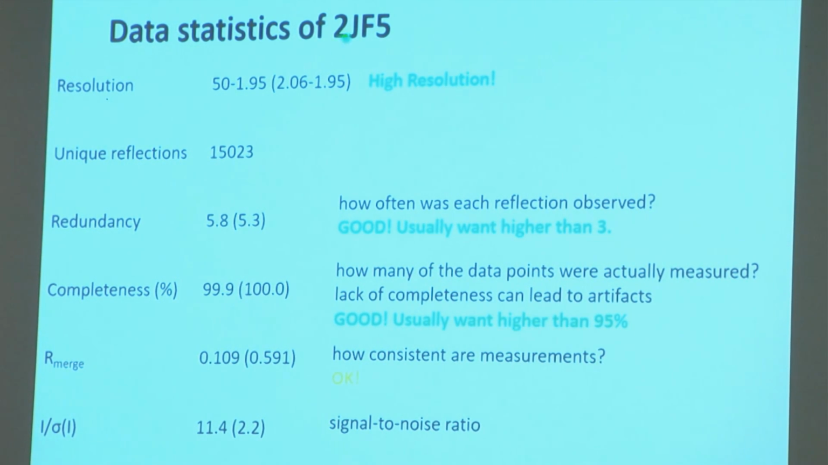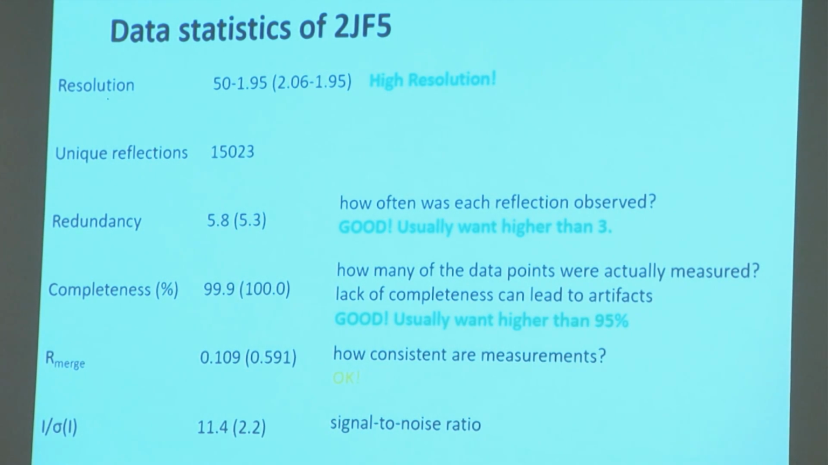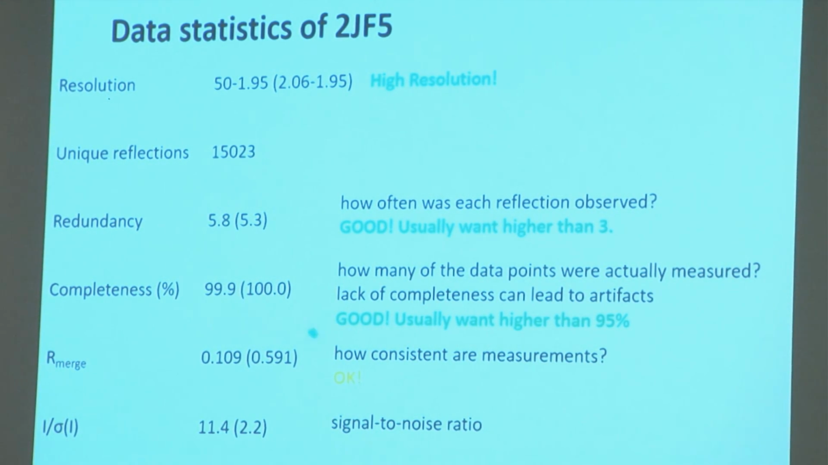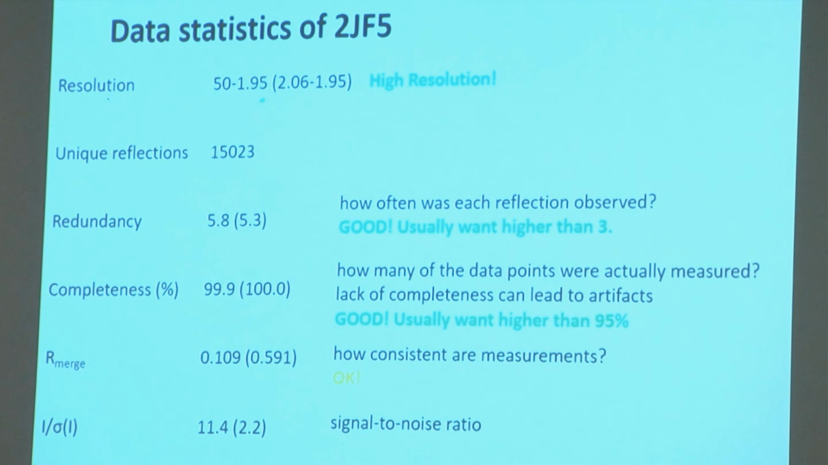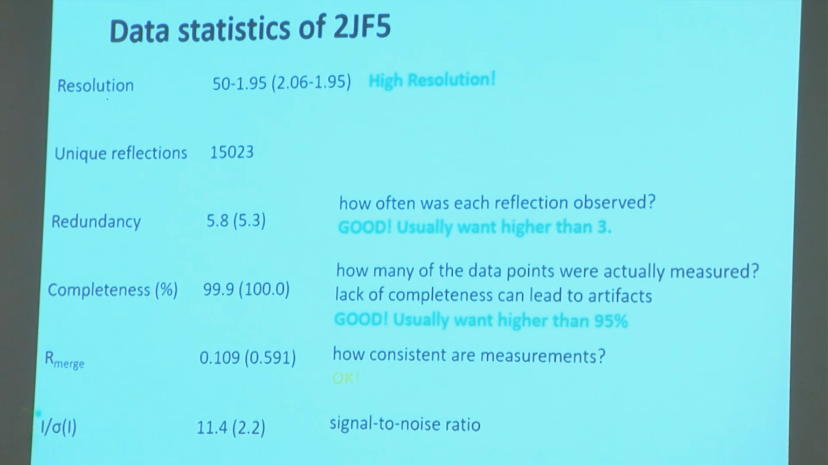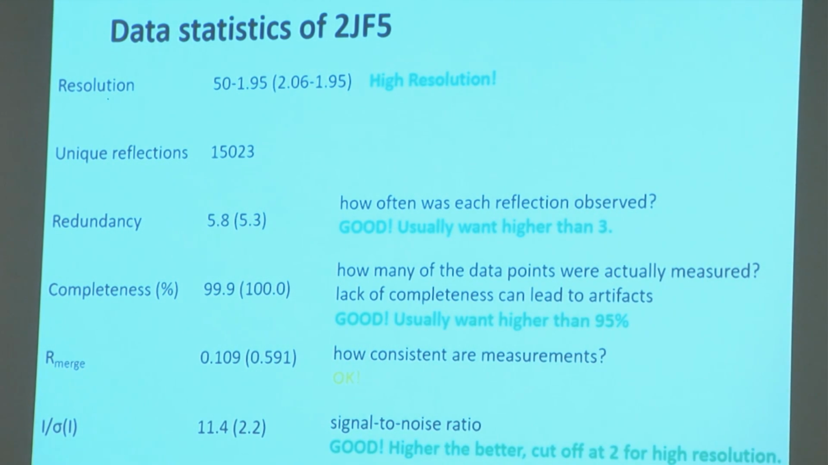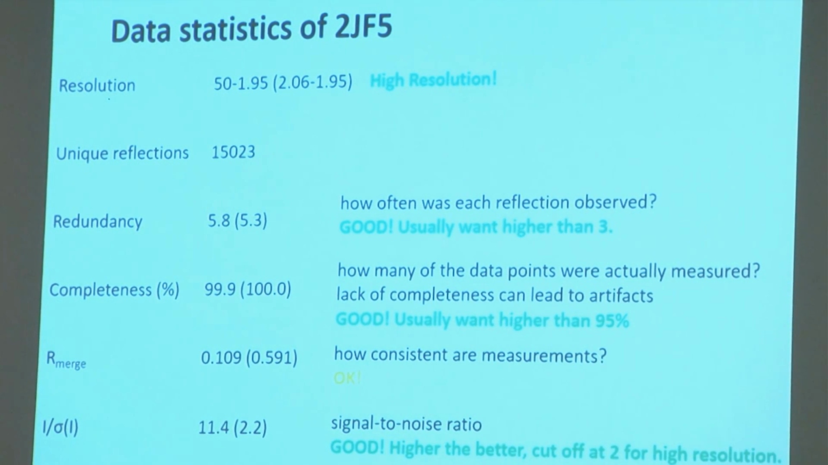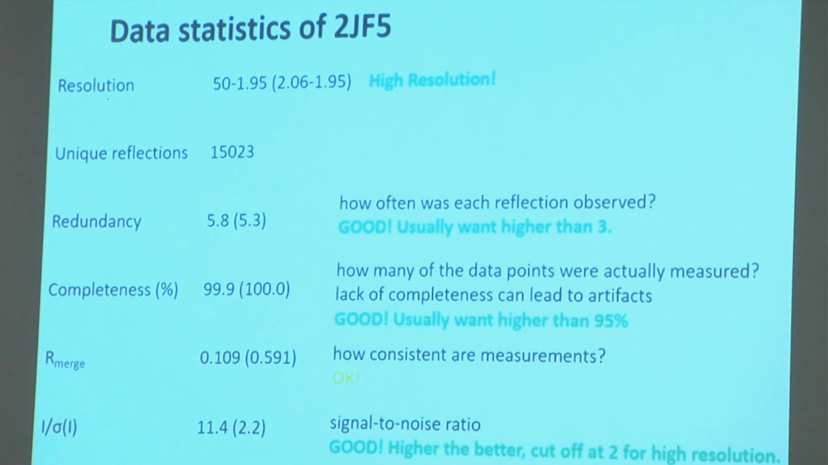I forgot to mention this, but the values in parentheses are for a high resolution bin. So this is just a certain subset of this data set that's considered to be higher quality than the original data set. And that's actually coming from this value, which is signal intensity over the sigma of the signal intensity, and that's a measure of the signal to noise ratio. So a higher signal to noise ratio is better. This is fairly good, and the higher the better. And the cutoff is at 2 for the high resolution bin of your data points.